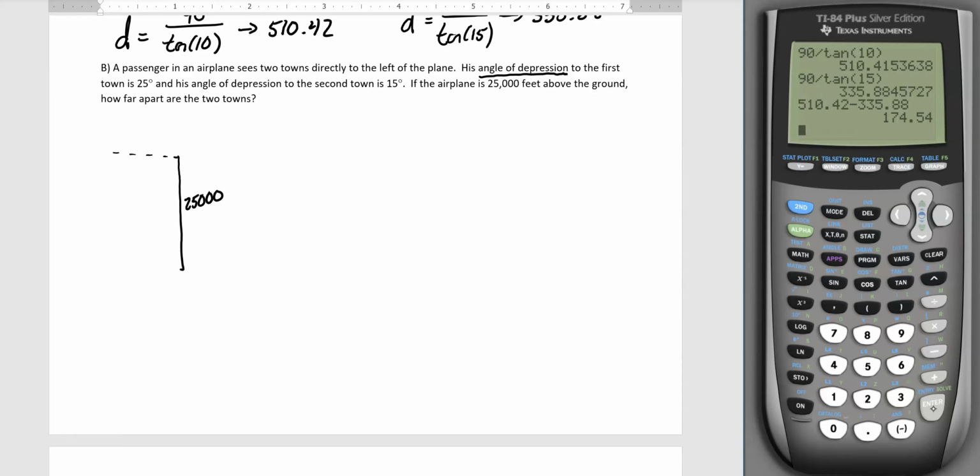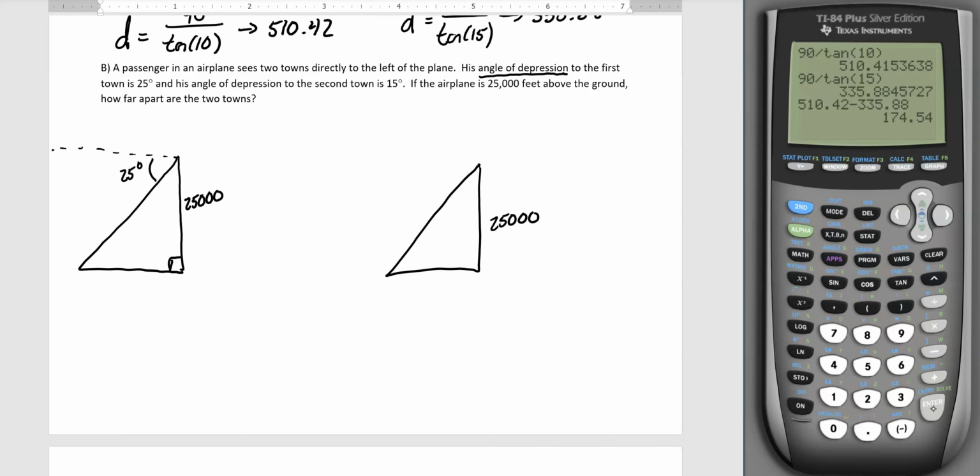And remember our angle of depression. They tell us that this angle is 25 degrees for one. And in the other, I'm going to go ahead and draw them both right now. So we have 25,000 here, and this angle of depression is 15 degrees for the other. Okay. So what we're going to do is similar to our last problem. We're going to find the distance away the town is from the plane, and then we'll do the subtraction between the two to figure out how far apart the towns are from each other.